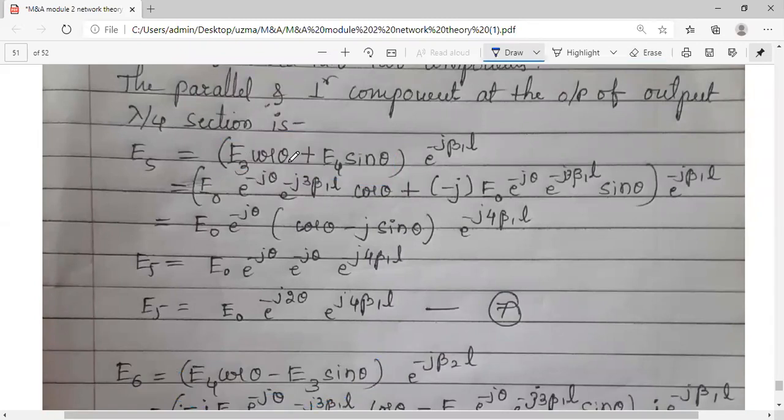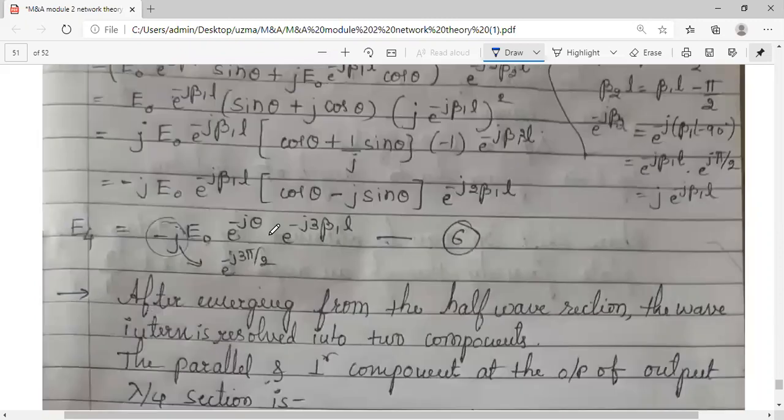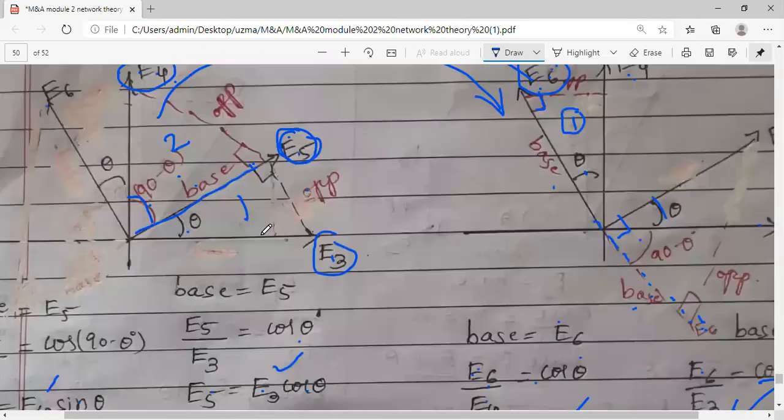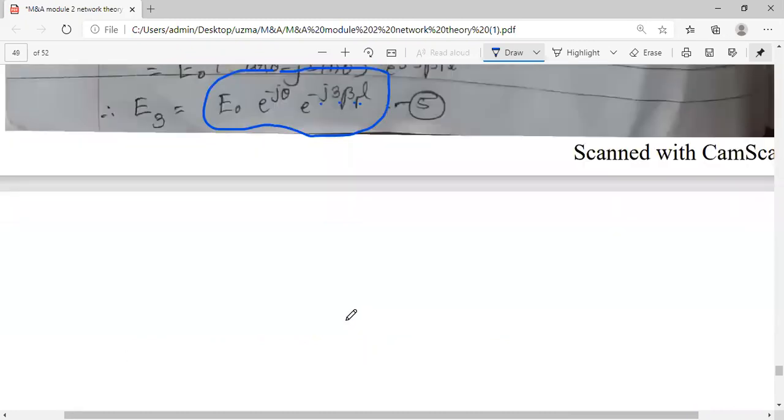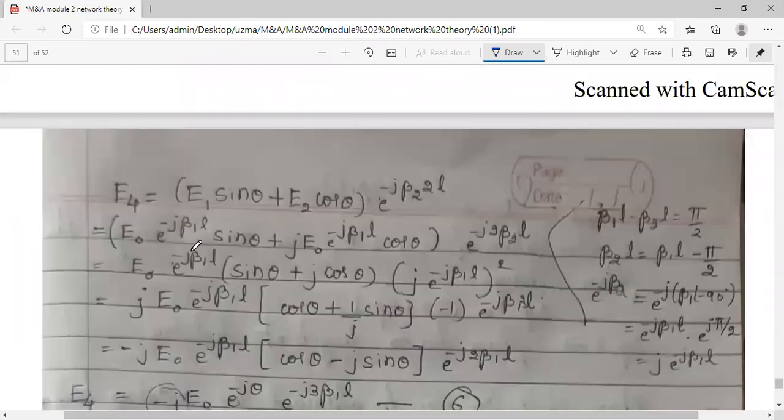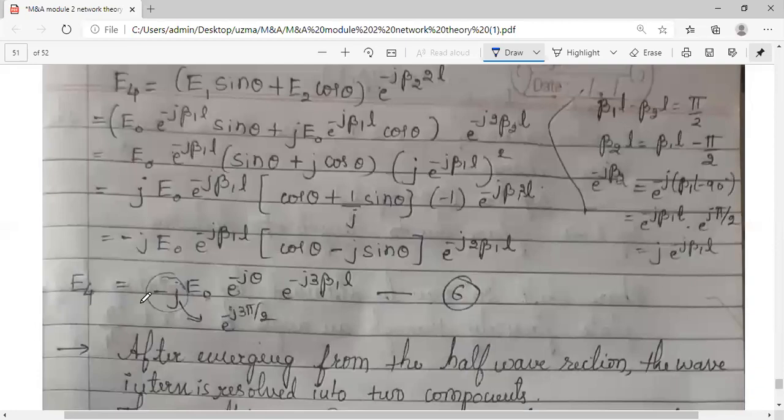Next, for E3 and E4, I have substituted. What is E3? In the previous slide, we have calculated E3. E3 is E naught e raised to minus j theta e raised to minus j 3 beta 1 L. This is the value of E3. Similarly, we have even calculated E4: minus j E naught e raised to minus j theta e raised to minus j 3 beta 1 L. So from equations 5 and 6, the values of E3 and E4 will come.